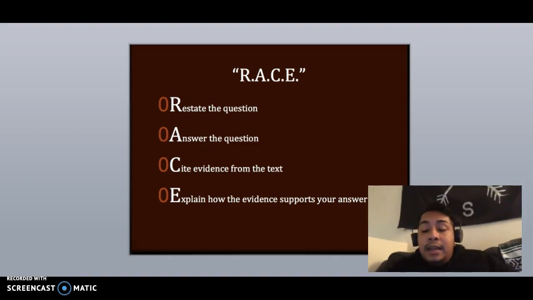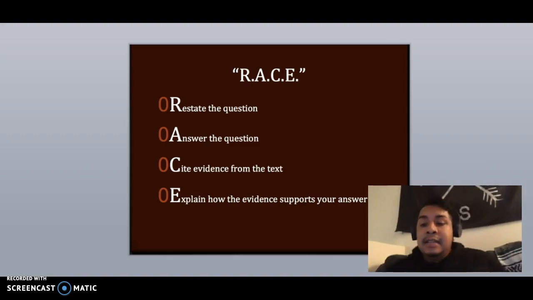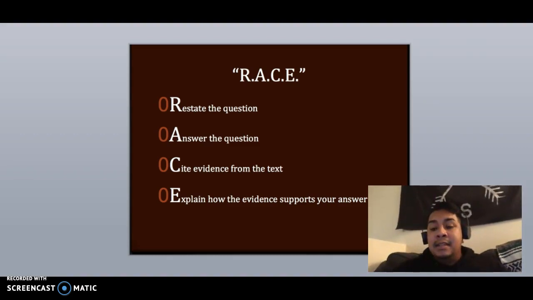So in 6th grade, you are going to be answering questions that are text dependent. And just like the name suggests, there are questions that you have to use the text for. But we also have a strategy to answer those text dependent questions so that you're not just rambling and so that it is in a very, very structured way. That is called R.A.C.E. So when you do R.A.C.E, you restate the question, you answer the question, you cite evidence from the text, and you explain how the evidence supports your answer.